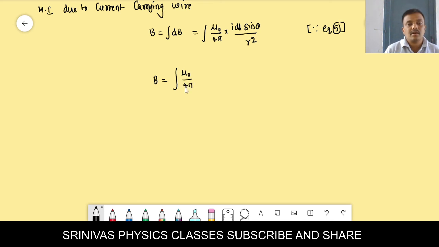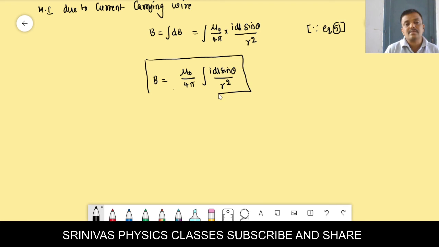Or otherwise you can keep something outside also if you want. We know mu naught by 4 pi is a constant. The remaining may or may not be constants, then we write them inside. Then we can get this equation for the total magnetic induction. This we can take as equation 7. This is about the Biot-Savart law.